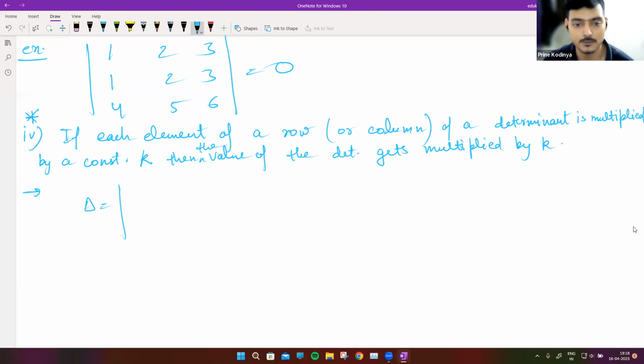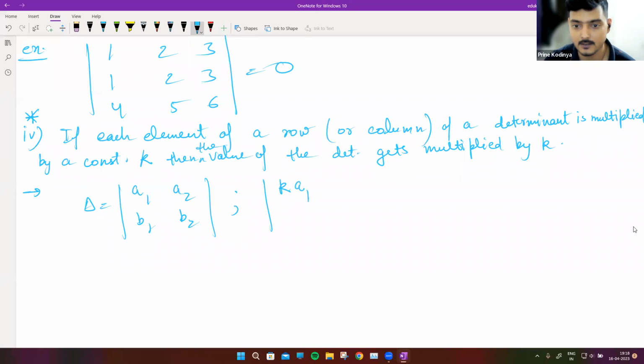Let's take a 2 cross 2 determinant. So this is A1, A2, and this is B1, B2. Now first understand what we are saying. We are saying that if you multiply any row or any column of a determinant with the same constant, then the value of the determinant becomes that times the original determinant. So understand this first.